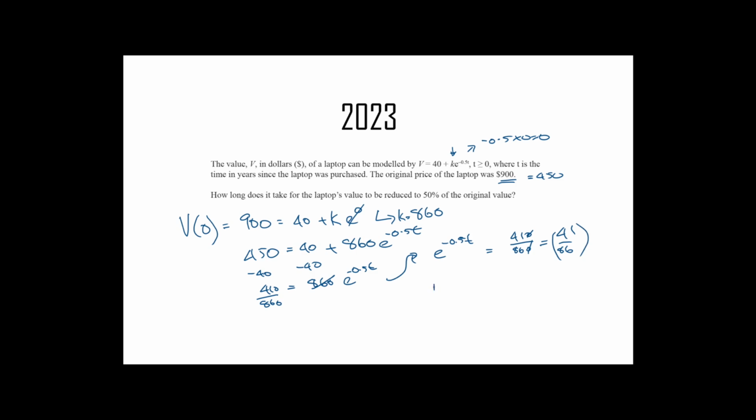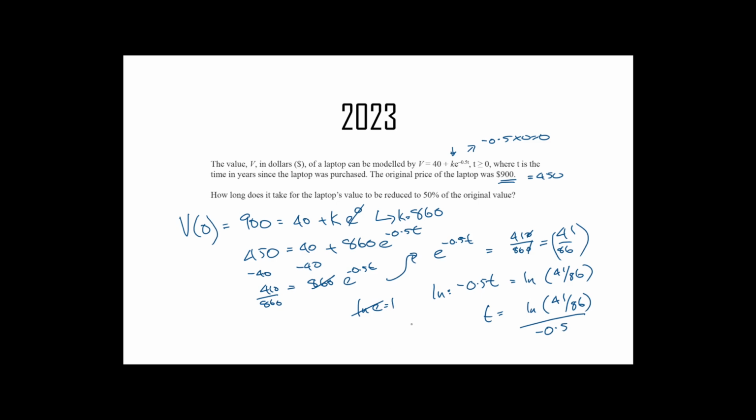And now let's take the natural log of both sides. So that's going to cancel the e, because the natural log of e is 1. So negative 0.5t is going to equal the natural log of 41 over 86, and t is going to be equal to that natural log divided by negative 0.5. The log of a fraction is going to be a negative number, so the negatives are going to cancel.